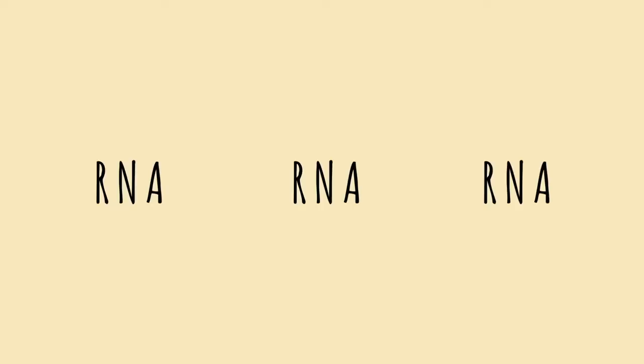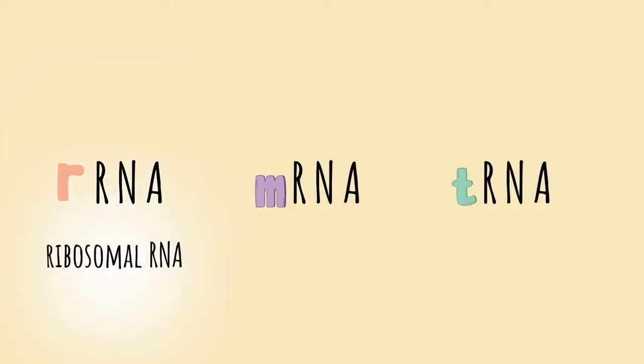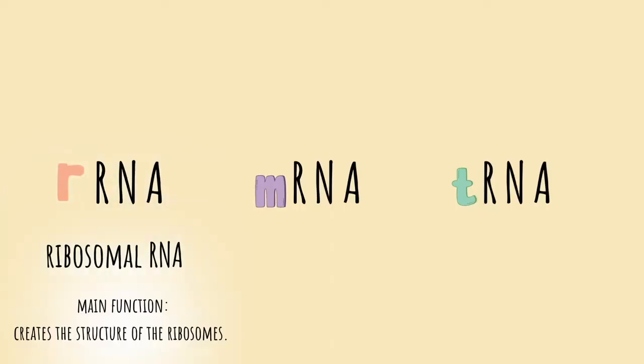Before getting into the steps of protein synthesis, those being transcription and translation, let's go over the different types of RNA you're going to see. You will see three different types of RNA in protein synthesis: rRNA, mRNA, and tRNA. rRNA is ribosomal RNA, and the name gives it a huge hint to its function. rRNA's main function is to create the structure of the ribosome.